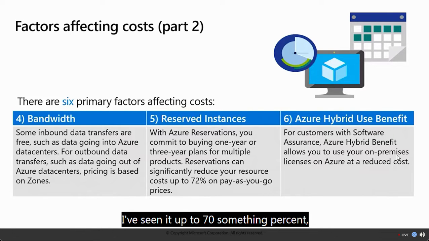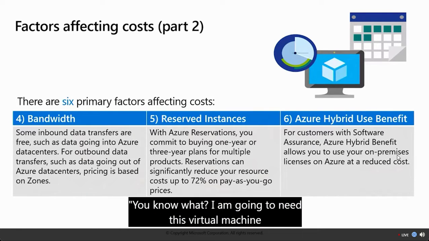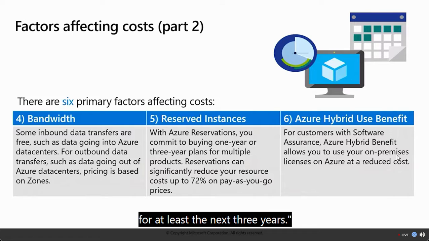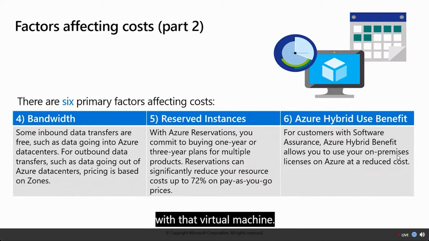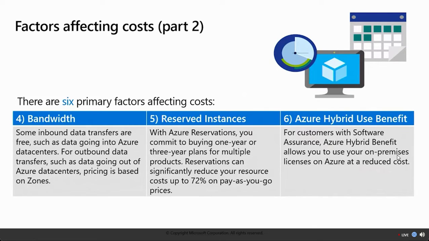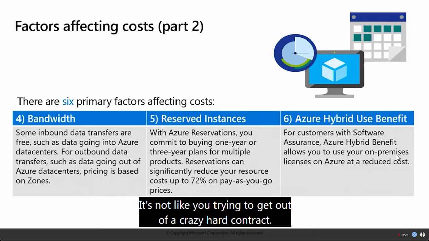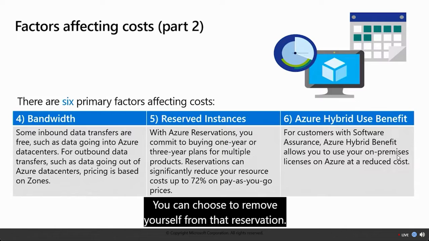I've seen it up to 70-something percent. But essentially, instead of doing pay as you go, you say, you know what, I'm going to need this virtual machine for at least the next 3 years. And I don't want you to think that you are locked in forever with that virtual machine. Say something changes, say, ooh, I ended up not needing it. You can downgrade. There is a very minimal fee. It's not anything crazy. It's not like you're trying to get out of a crazy hard contract. There just is a minimal fee, and you can choose to remove yourself from that reservation.